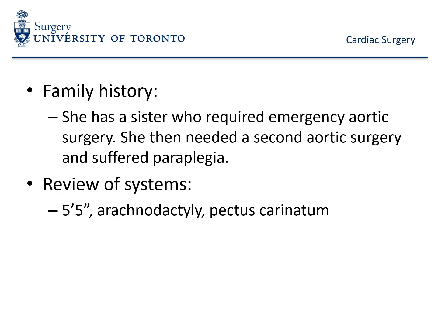You have to ask about family history. So it turns out that she has a sister who required emergency aortic surgery, who then needed a second aortic surgery and suffered paraplegia, so likely a thoracoabdominal surgery. On review of systems, that's the second area that you like to ask, a head-to-toe connective tissue checklist. You find out that she's 5'5" only, but she does have marked arachnodactyly and a pectus carinatum.